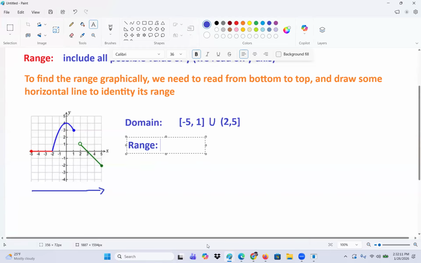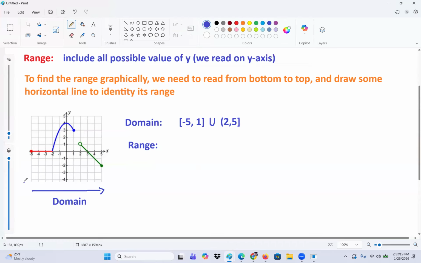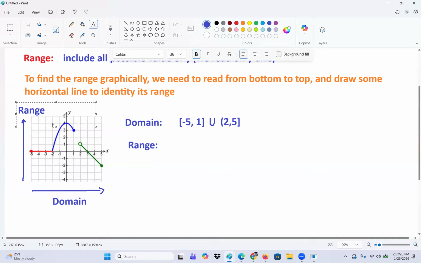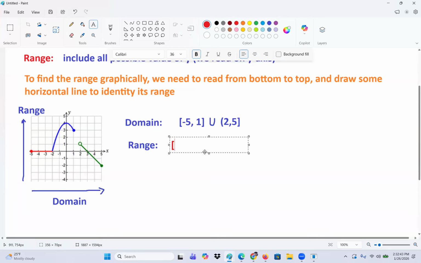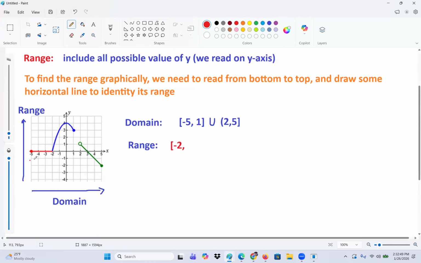For the range, we're going to do the same thing, but this is where you have to go from the bottom to top. So this one is going to be the range. We always have to start at the bottom. So we're going to draw some horizontal lines first. We start from the bottom, -4, no, it doesn't intersect the curve, -3, no, -2, yes, right? So we start the range from -2, and then we go to -1, yes, 0, yes, 1.